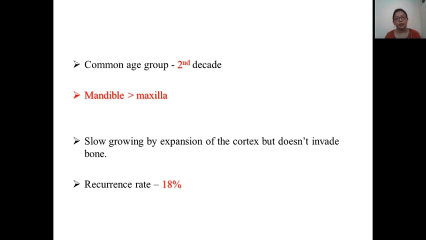Almost all the pericoronal radiolucent cysts are mostly in the second decade, and the mandible is more affected here. It is slow growing, and expansion of the cortex or expansion of the bone takes place, but it does not invade the bone. Here the recurrence rate is 18%.